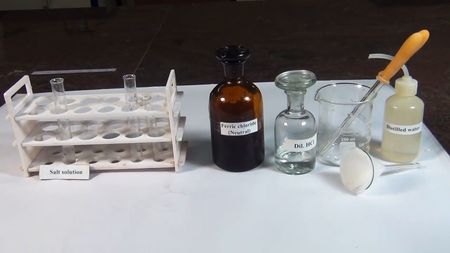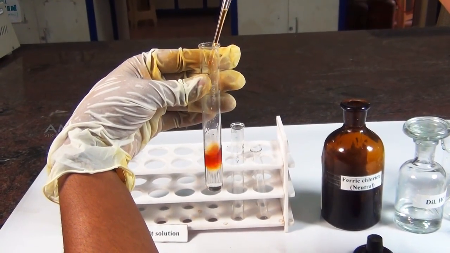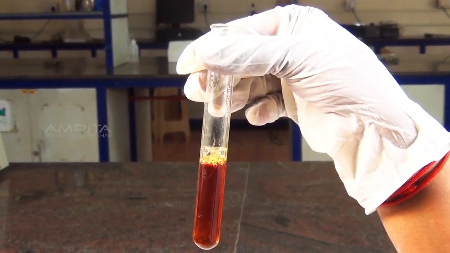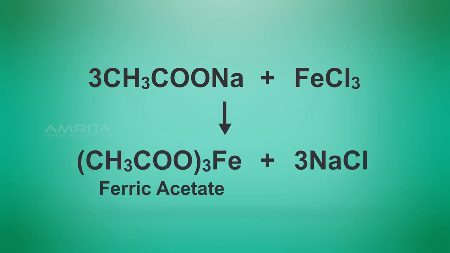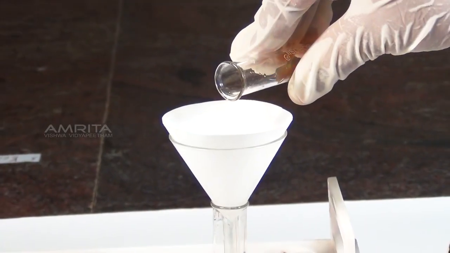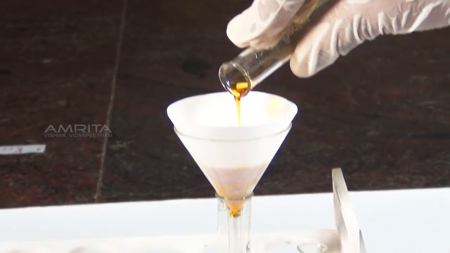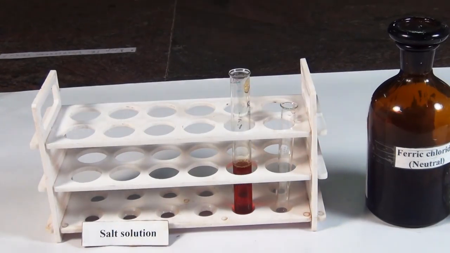Procedure: take a small amount of aqueous solution of the salt in a test tube. To this, add a small quantity of neutral ferric chloride solution using a dropper. Acetate reacts with neutral ferric chloride to form reddish-brown colored ferric acetate. Now, using the funnel and the filter paper, filter the reddish-brown colored ferric acetate into another test tube. A reddish-colored filtrate is obtained.